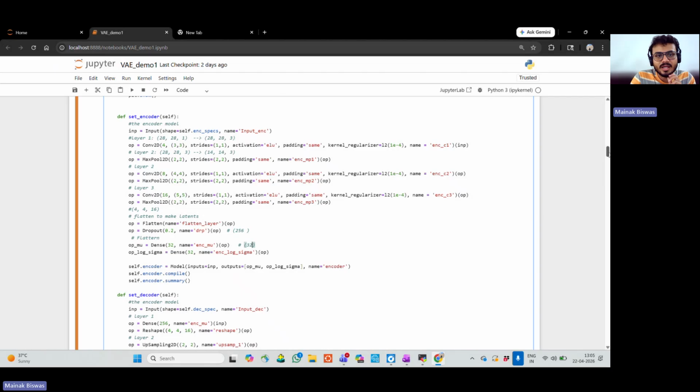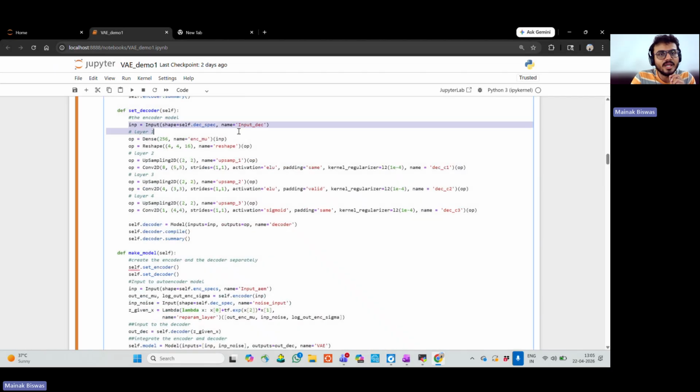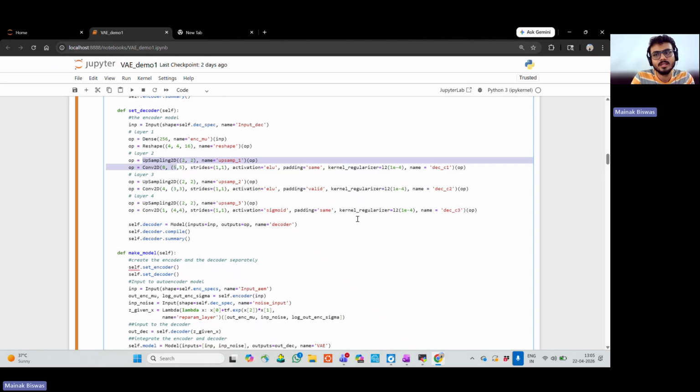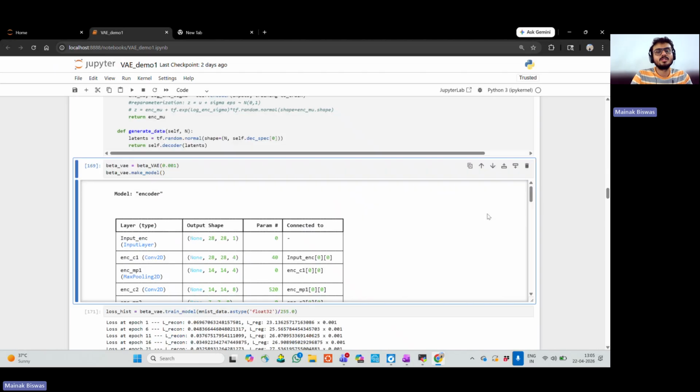Then I take the decoder input and pass it to make it 256 again. I reshape it to 4 by 4 by 16 and do the deconvolutions, that is upsampling and conv2d, upsampling and conv2d, and the output will be 28 cross 28 cross 1. Okay, so this is how you make the model.